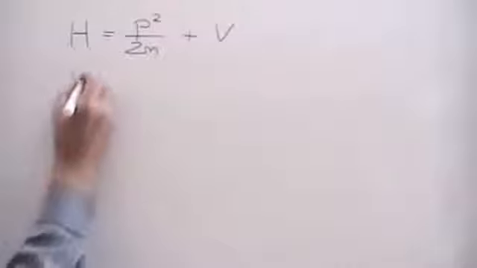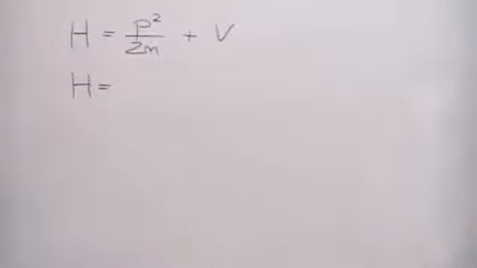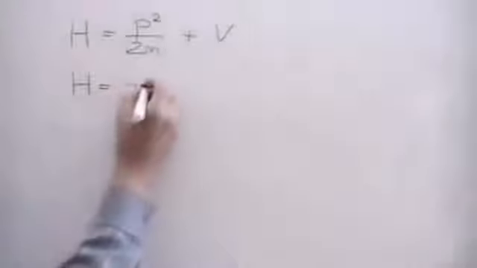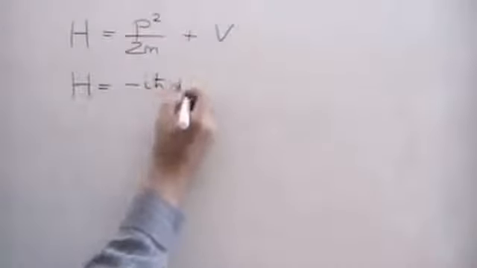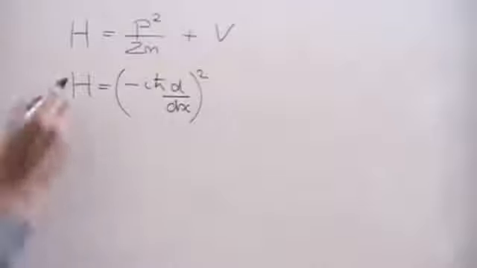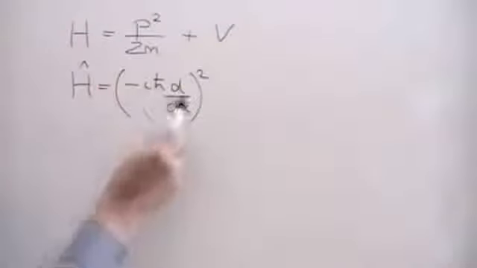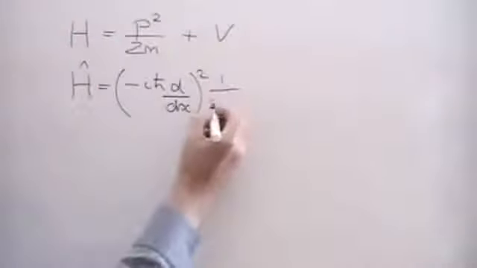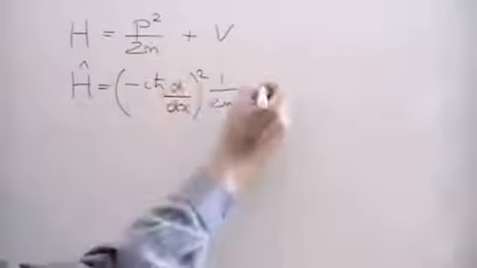Well, we worked out in the last video what p is. p is minus i h bar d by dx. So we can now say that this is minus i h bar d by dx all squared, which is effectively what p is as an operator. If we're going to make these operators now, times 1 over 2m, which is this term here, plus V.